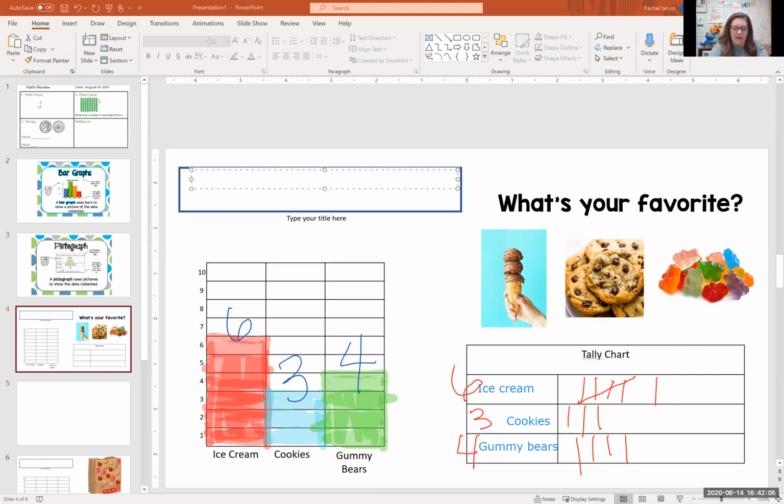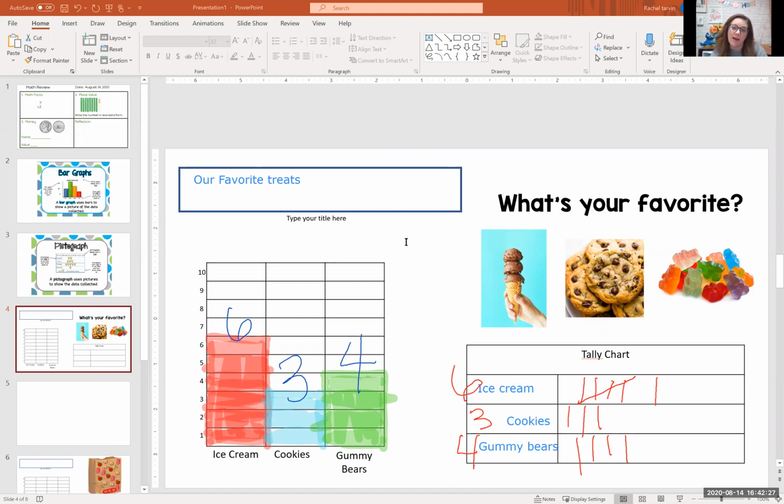I'm gonna write our favorite treats. All right, favorite treats. And I'm just gonna move my title. That's good right there. Our favorite treats. It looks like I'm done making my graph.